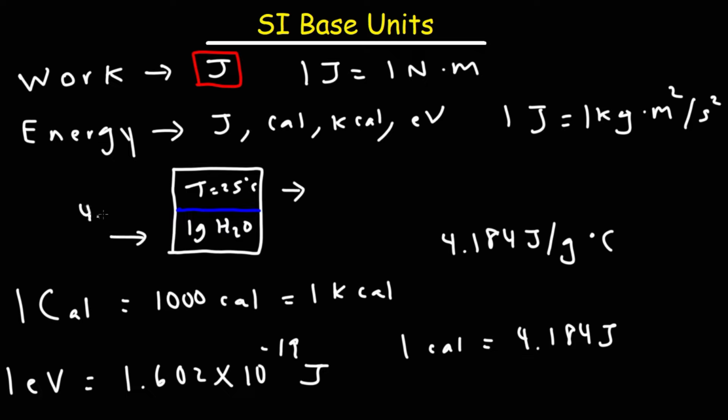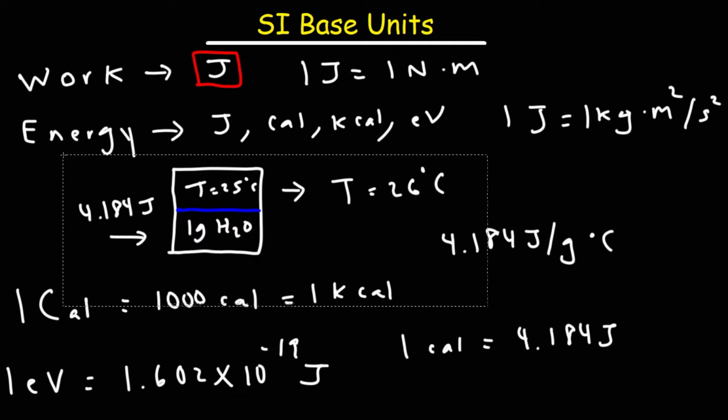It's going to take us 4.184 joules of heat energy. If we apply this amount of heat energy to 1 gram of water, the temperature of that sample of water will increase by 1 degree Celsius. So it's going to go up from 25 to 26 degrees Celsius. That's the basic idea behind the specific heat capacity of water. It tells you how much energy water can absorb in order to increase its temperature by 1 degree if you have 1 gram of water.